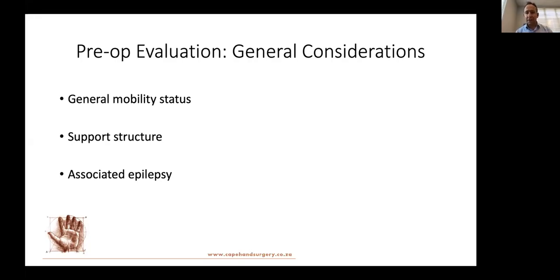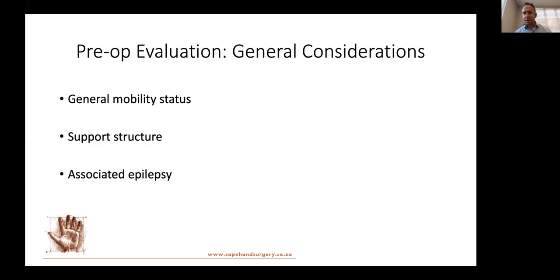But just generally, when patients come to me, it's always nice to have the caregivers with. So before any surgical intervention, I just find out about the general mobility status, especially upper limb, what is required for that specific limb. In terms of the mobilization, what is the support structure? There's a lot of these surgeries that you don't even going to attend if you don't have a support structure.